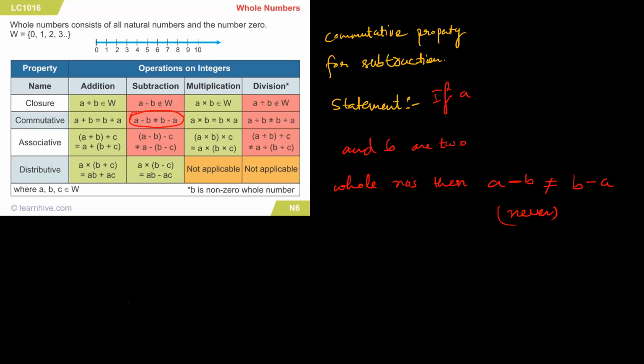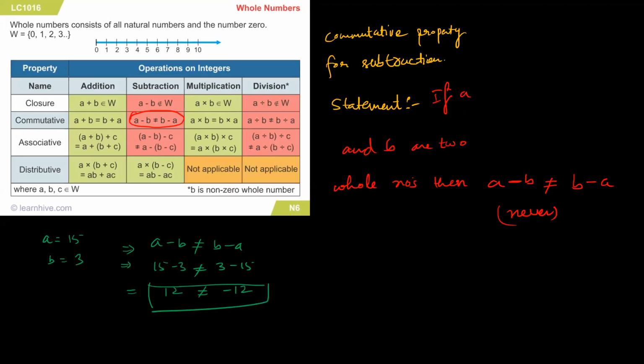A minus B will never be equal to B minus A. Is it clear? Now I'm going to prove this property. For example, let's say A is equal to 15 and B is equal to, let's say, 3. So now prove A minus B will never be equal to B minus A. How are you going to prove it? Put the values of A and B, 15 minus 3 and here 3 minus 15. Now 15 minus 3 is 12 and 3 minus 15 is minus 12 and they are not equal to each other. So it is proved that if A and B are two whole numbers, then A minus B will never be equal to B minus A.